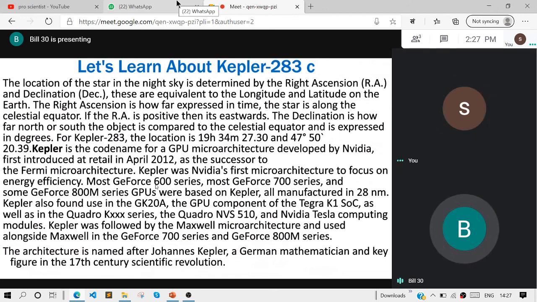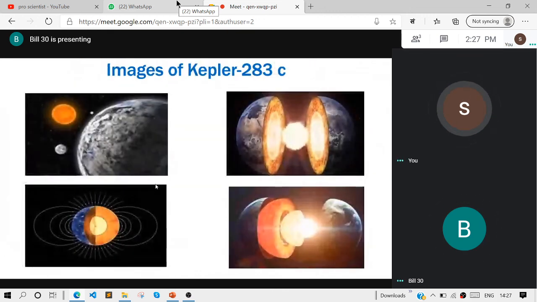So Jeff, now we are going to see some images. Yeah, first let's see the images and then let's go to the next one. Okay, next slide, please. Yeah, images of Kepler 283c.